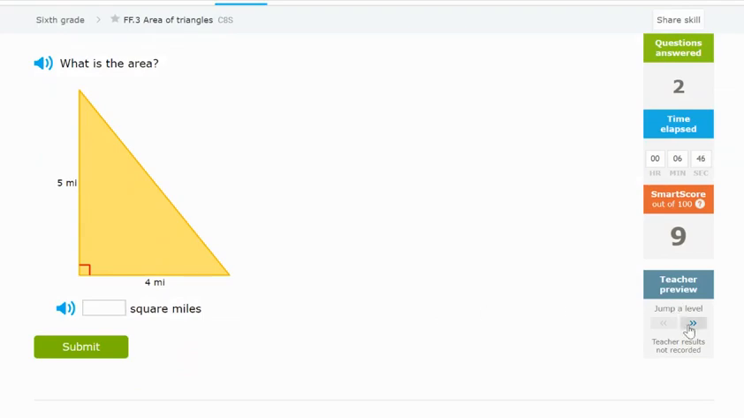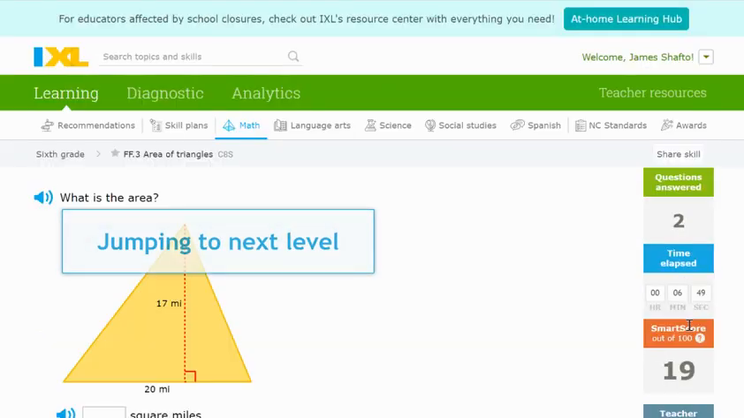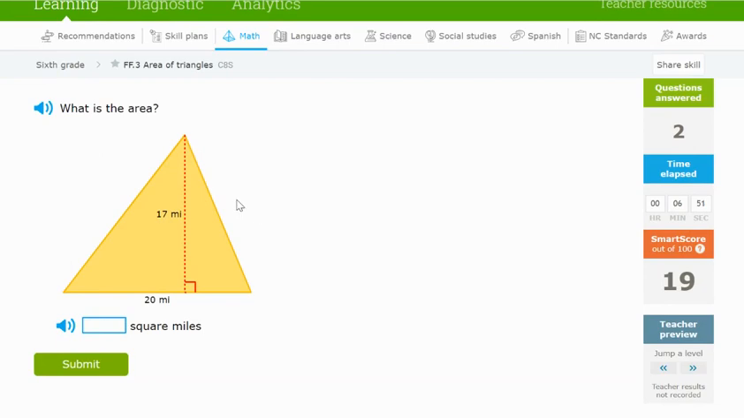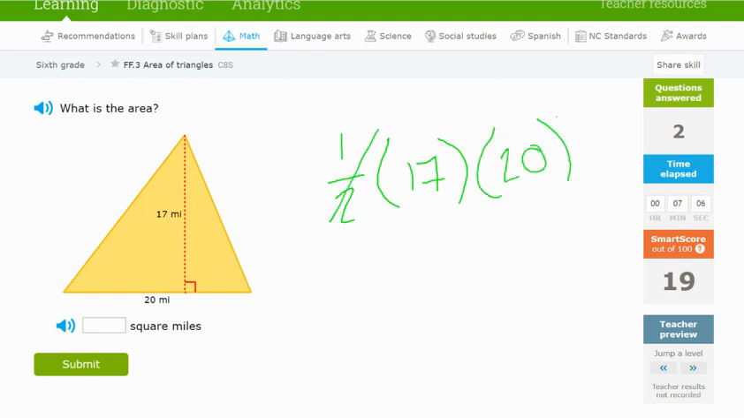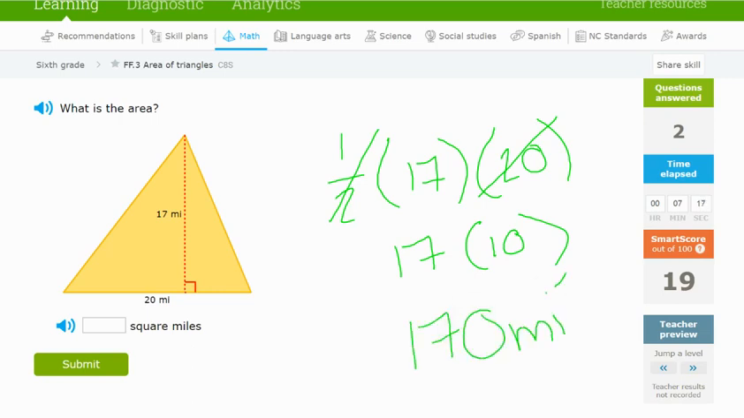If we go to some of the harder problems, here the right angle is in the middle, but we're still doing the same thing. So I'm going to take 1/2 of 17 times 20. And here I'm going to take half of 20, since that's an even number, and that's going to give me 17 times 10. And 17 times 10 is 170 miles squared.